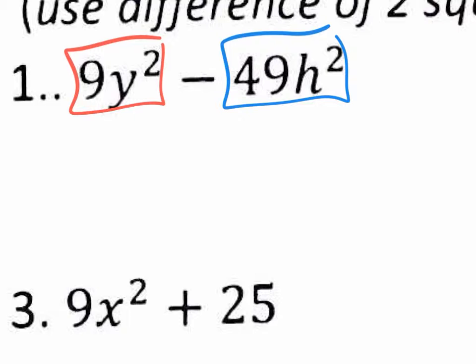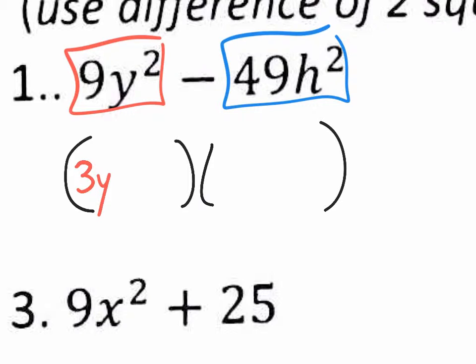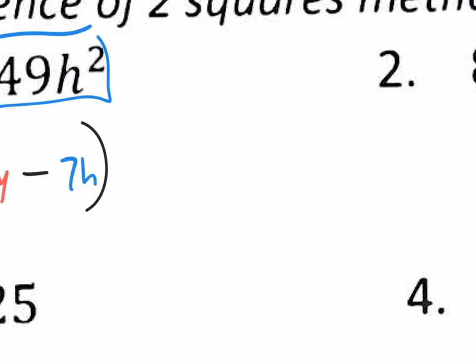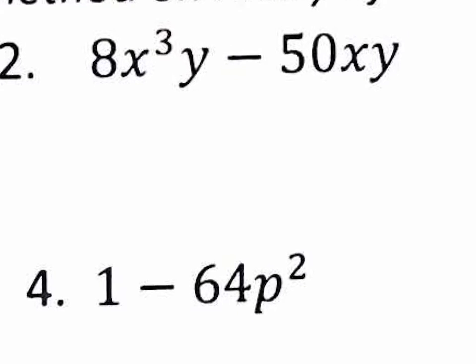So we're going to square root the first one, the square root of 9y squared, that is 3y. The square root of 49h squared, that is 7h. So we're going to repeat that, 3y and 7h, and we're going to put one plus and one minus. They have to be opposite signs in order for the middle term to disappear if you were to distribute and combine like terms. Again, this is from the previous lesson. You guys should remember how to do this. That's why I'm not taking that much time explaining it.